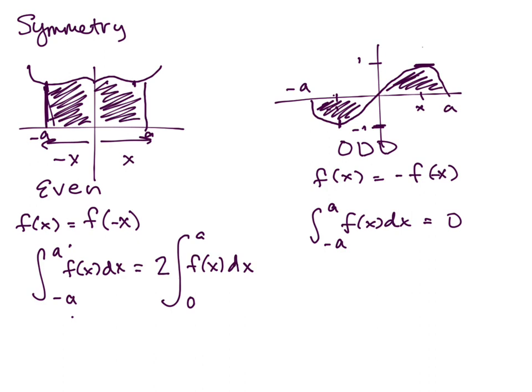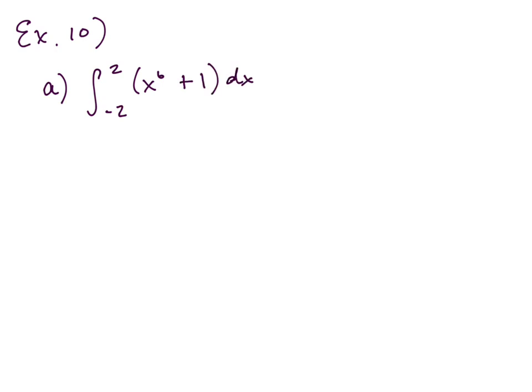If I'm going from negative 2 to 2 or negative 7 to 7, even odd can really help you there. Sometimes it's neither, and then you have to go to work otherwise. This is going to be example 10. This is the last example for today. Symmetry simplifies. And we've got example A goes from negative 2 to 2 of x to the 6th plus 1 dx. We should try it.